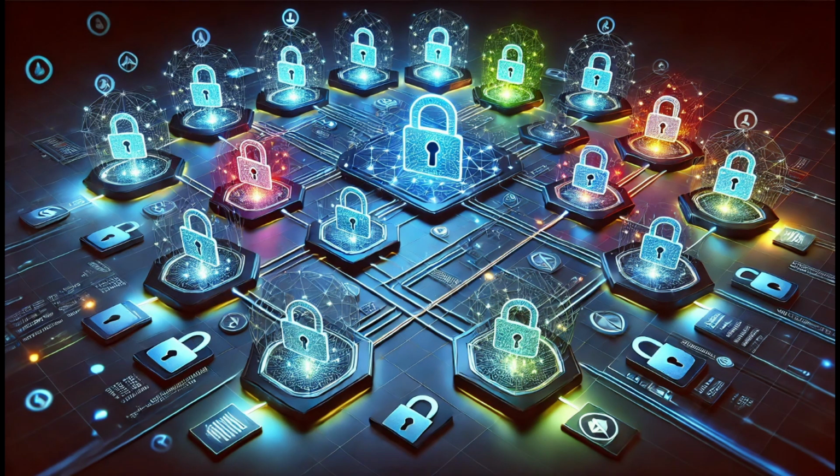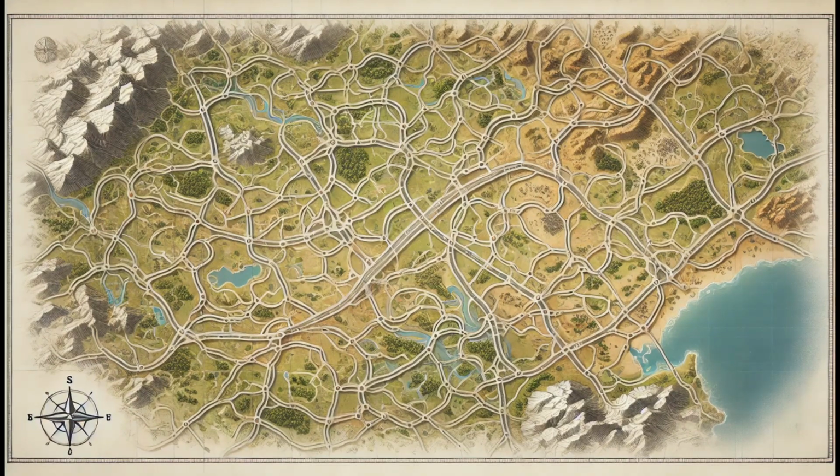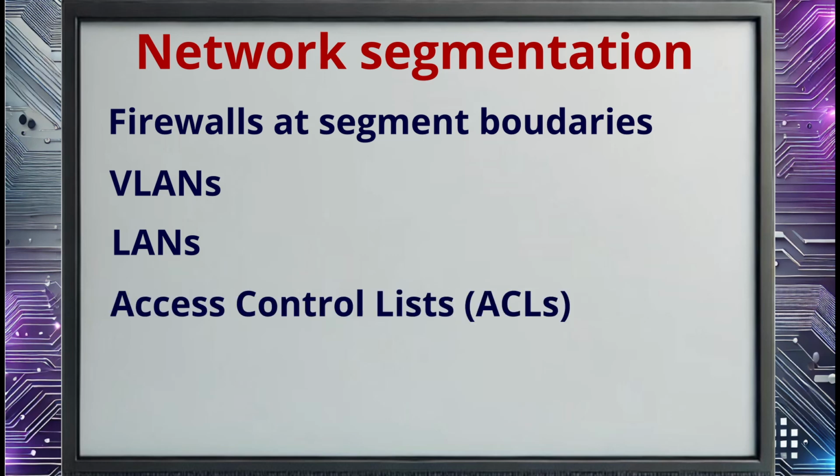Now let's look at network segmentation enforcement. There are several ways you can enforce network segmentation. Using a firewall at a segment boundary is one. Segments can be created through VLANs or through physical LANs as well. You can also segment networks through ACLs, which are sets of rules that tell routers and switches which kind of traffic is allowed to travel through the segment and what it can do while there.